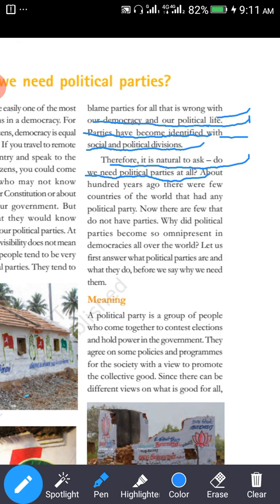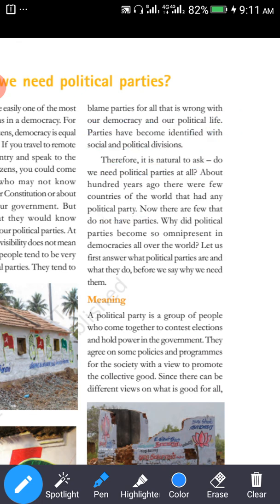A hundred years ago, few countries of the world had any political parties, and now there are few that do not have parties. Maximum all of them have parties. Why did political parties become so omnipresent in democracies all over the world? Why is it necessary? Let us first answer what political parties are and what they do. You may note down the question, what political parties are and what they do. Before you start this topic, you have to write this.